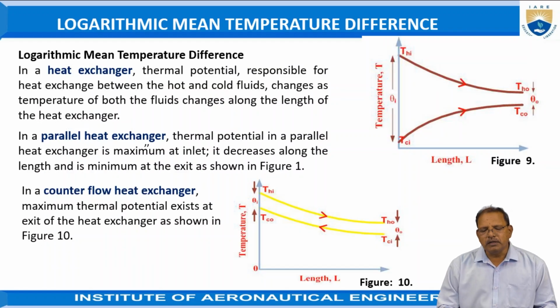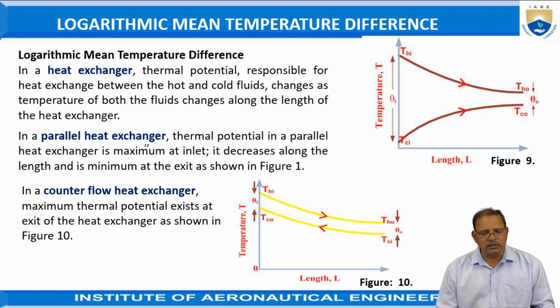Here the logarithmic mean temperature difference applies. That is the amount of heat energy flowing from the hot fluid to the cold fluid. It mainly depends upon the temperature difference between the two fluids as well as the surface area separating the hot and cold fluid. And H0 is the heat transfer coefficient for the convection process.